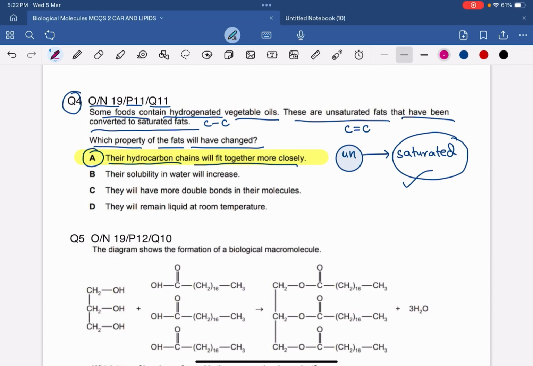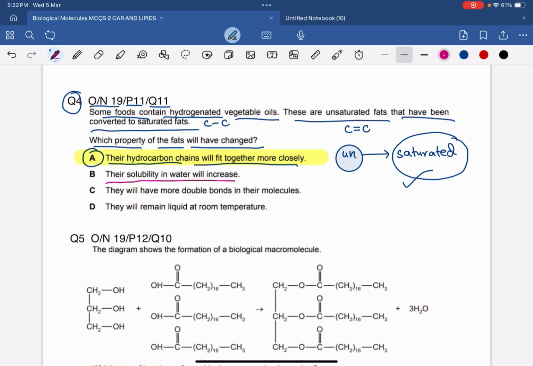Let's discuss the other options as well, why options B, C and D are incorrect. Their solubility in water increases. Both the unsaturated and the saturated fatty acids are poorly soluble in water, because they are hydrophobic and water is hydrophilic, or you can say that the triglycerides or fats are non-polar in nature and water is polar in nature. That's why fat is insoluble in water, right?